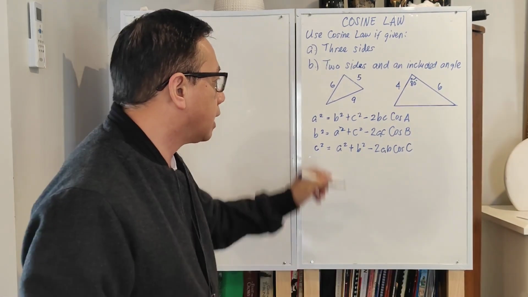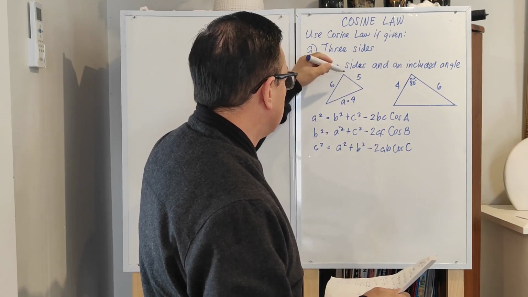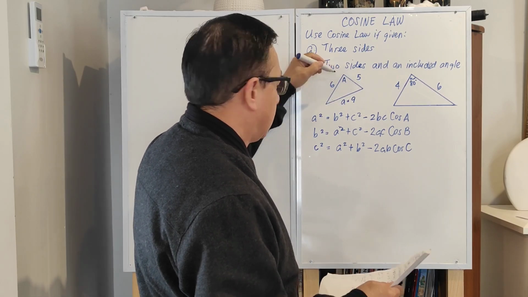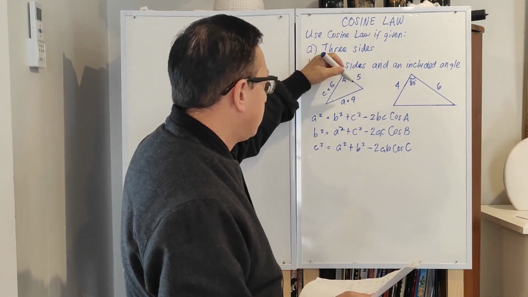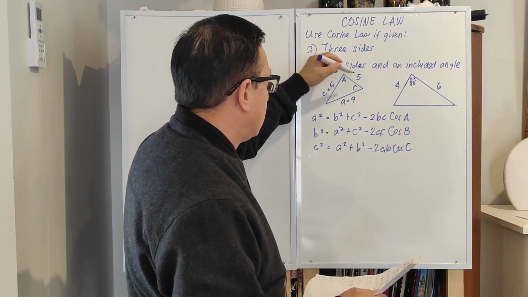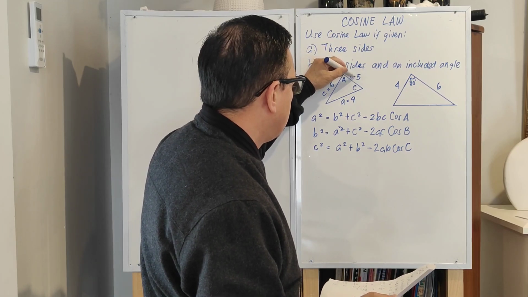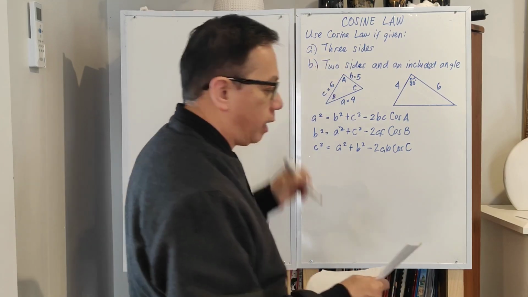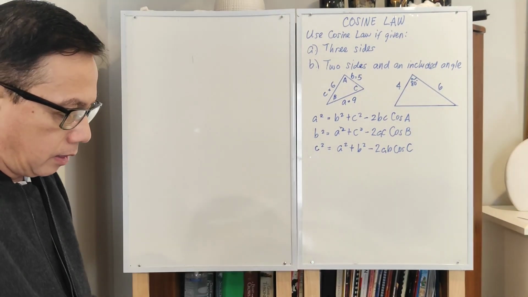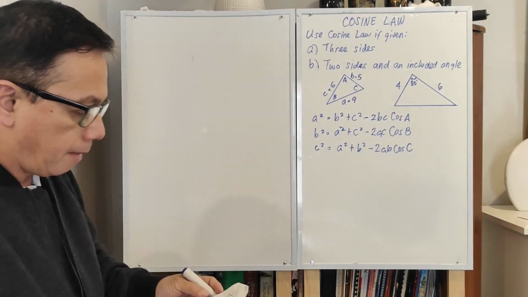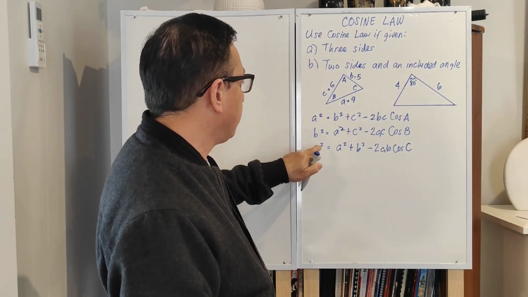So let's first assign some letters. For example, this is A, so this will be angle A. And let's say this is side C, so this will be angle C. If this is side B, this will be angle B. So let's solve for C first. So we use this formula.